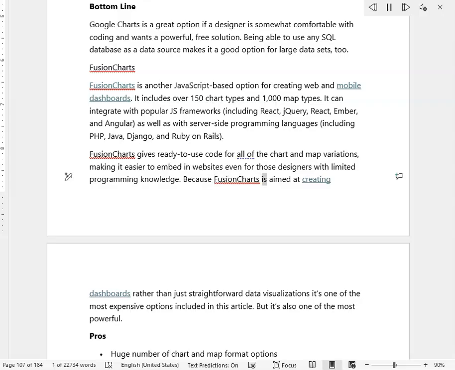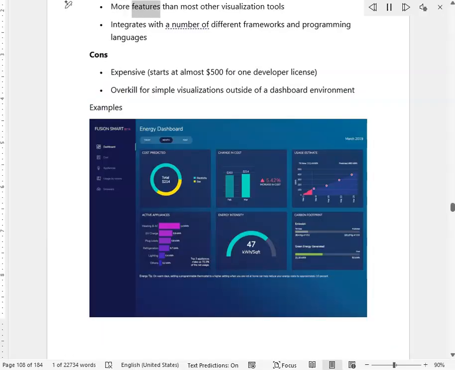Because Fusion Charts is aimed at creating dashboards rather than just straightforward data visualizations, it's one of the most expensive options included in this article. But it's also one of the most powerful. Pros: huge number of chart and map format options. More features than most other visualization tools.